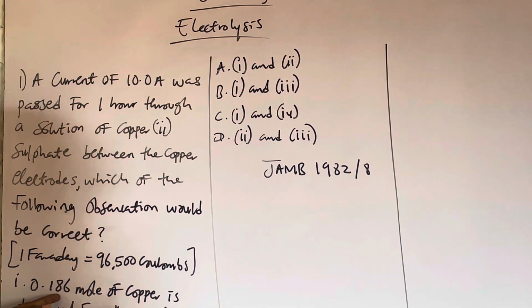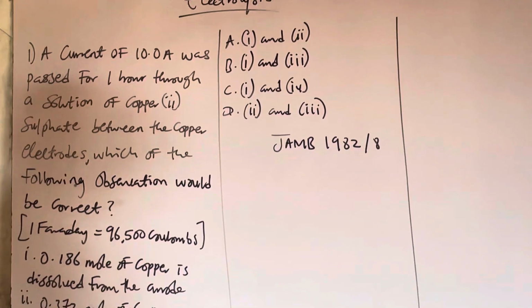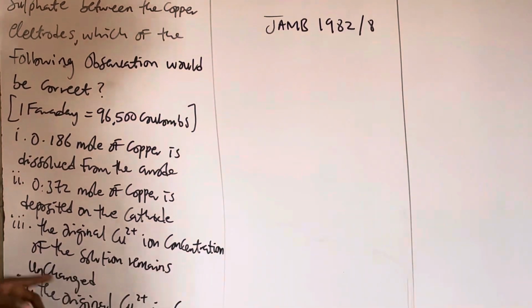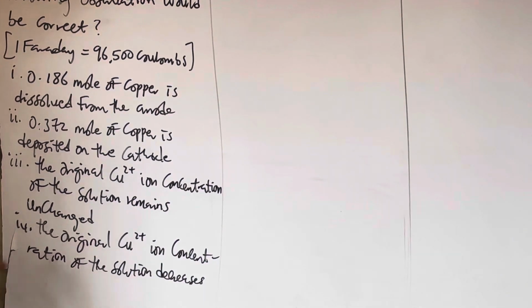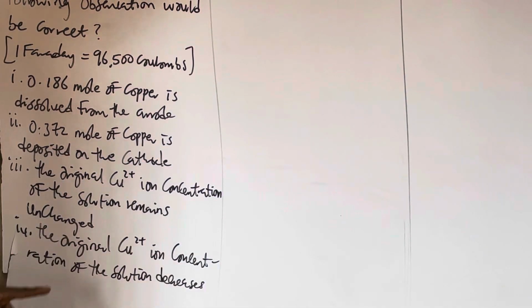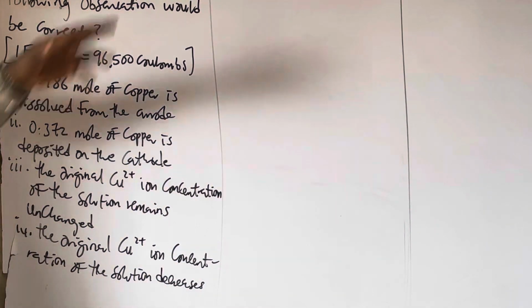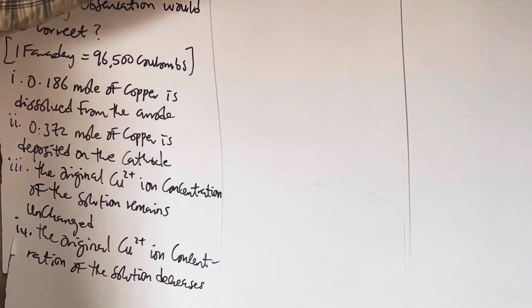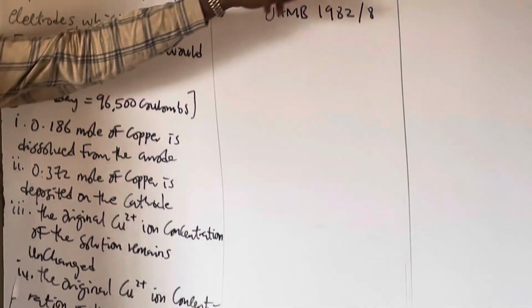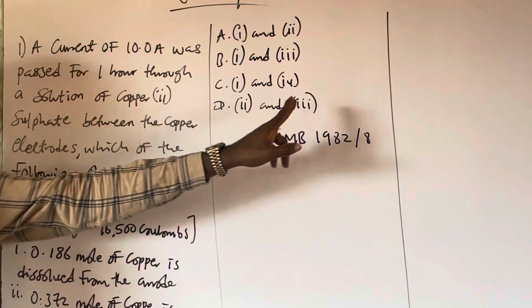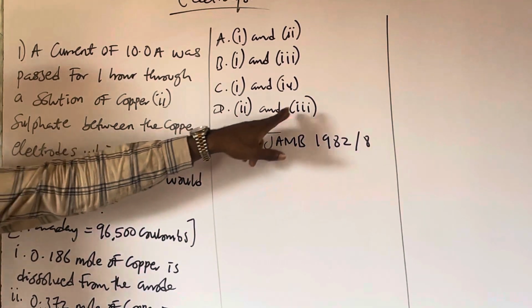I, 0.186 mole of copper is dissolved from the anode. II, 0.372 mole of copper is deposited on the cathode. III, the original copper ion concentration of the solution remains unchanged. IV, the original copper ion concentration of the solution decreases. How do we know the correct one? Now, option A says I and II. Option B says I and III. Option C says I and IV. And option D says II and III.